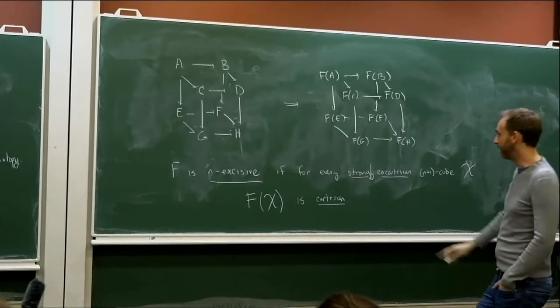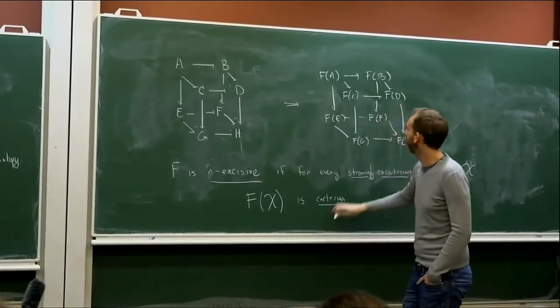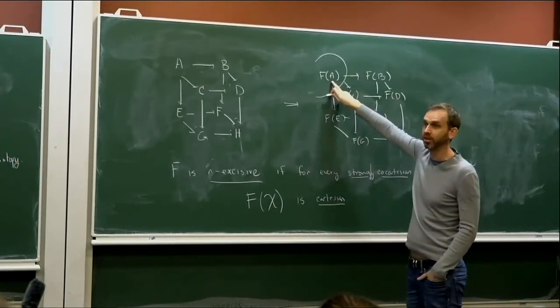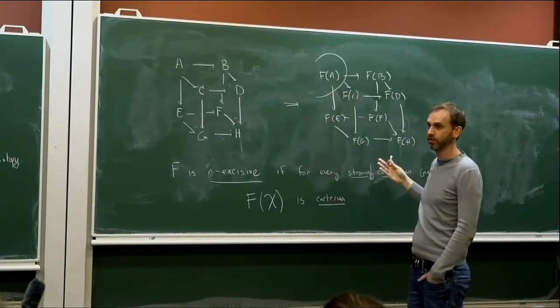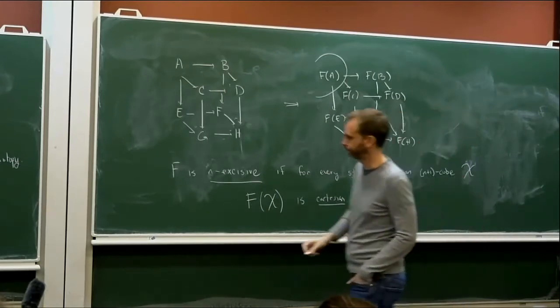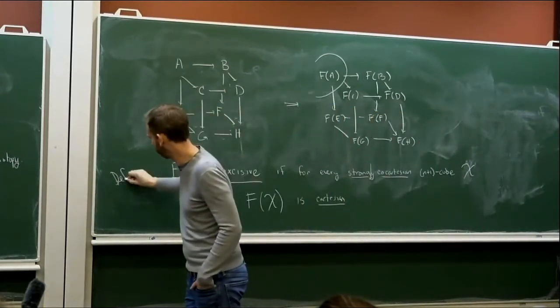Okay. And the output cube after applying F, I just demand that it's Cartesian, meaning the initial object is the limit of the rest of the cube. So that's a slightly weaker condition. But that's the definition.